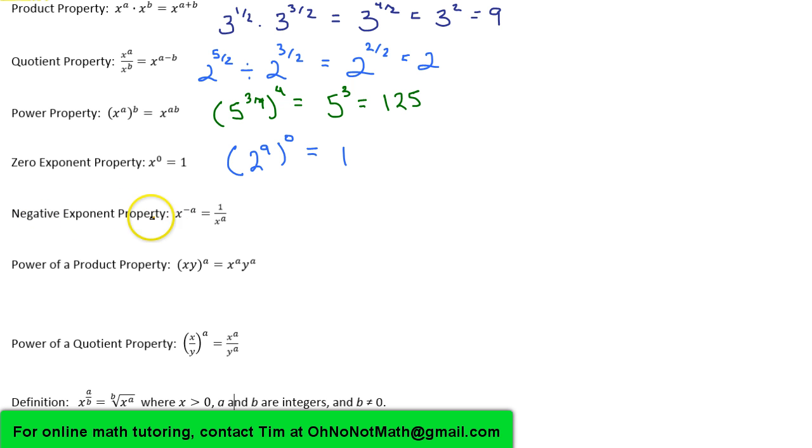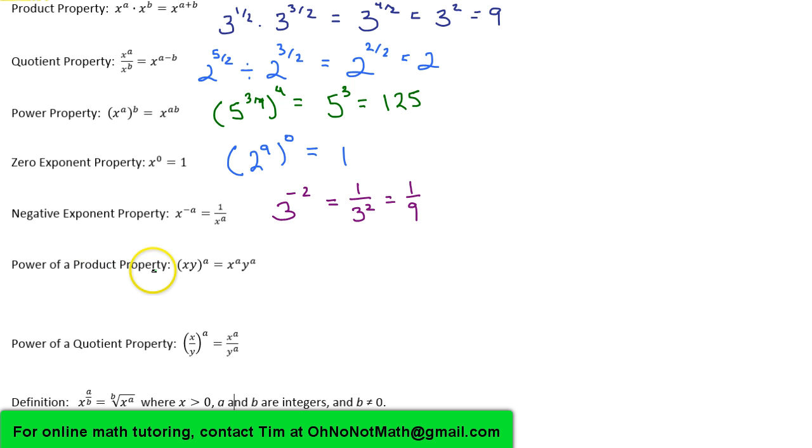Okay, the negative exponent property says that x raised to the power of negative a equals 1 over x to the a. So let's say we have 3 raised to the power of negative 2. That equals 1 over 3 squared, which equals 1 over 9.